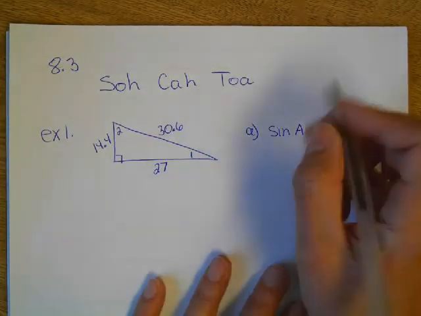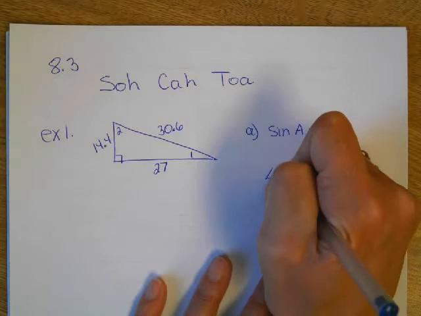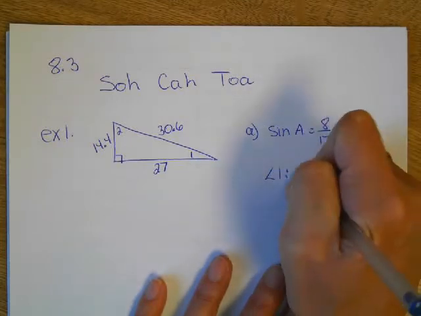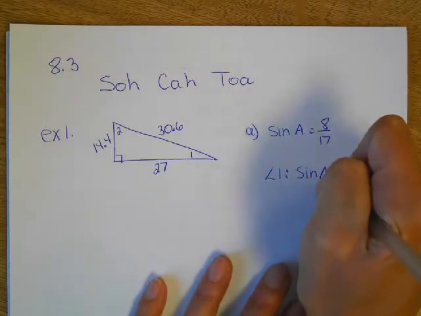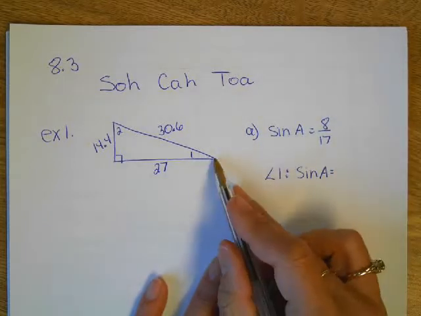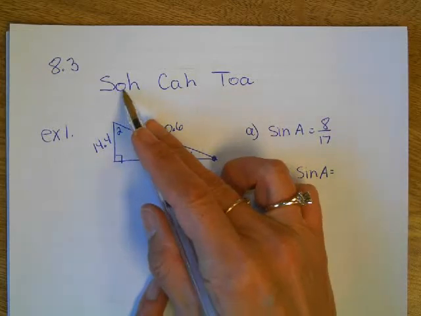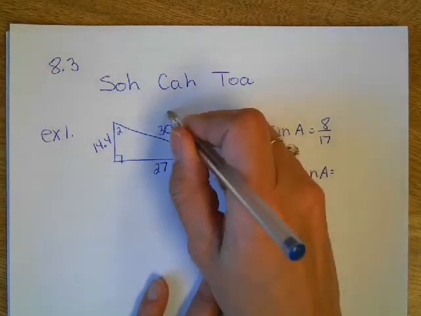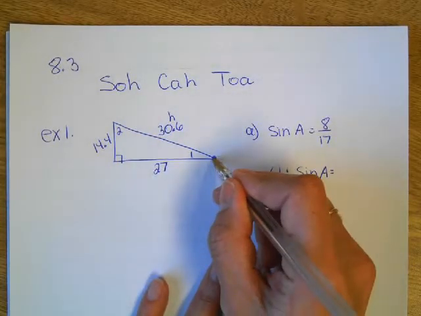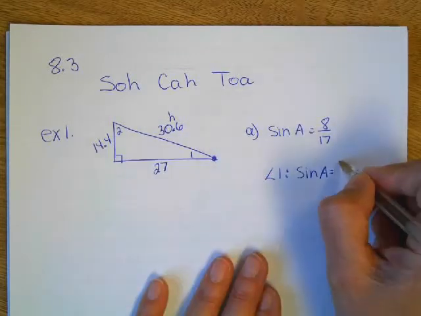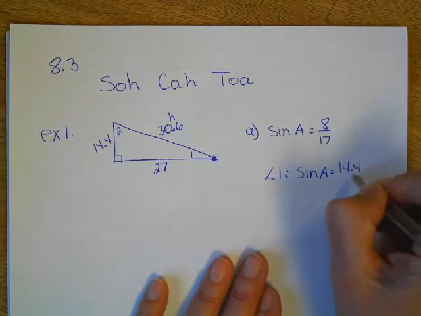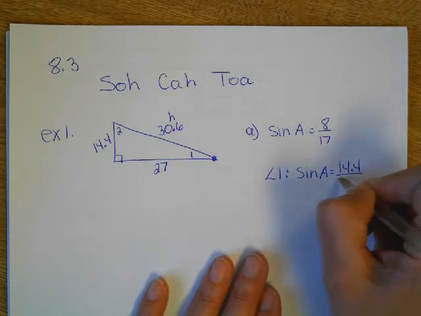So let's do angle 1 first. If A was here at angle 1, sine would be opposite over hypotenuse. So the hypotenuse is this, it doesn't move. And then the opposite would be 14.4 over 30.6.